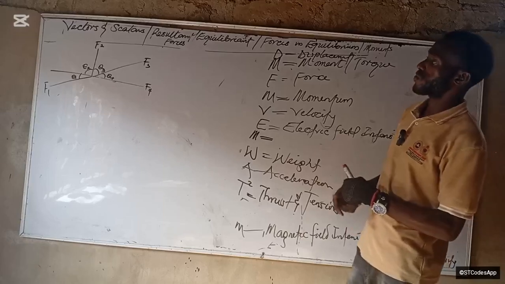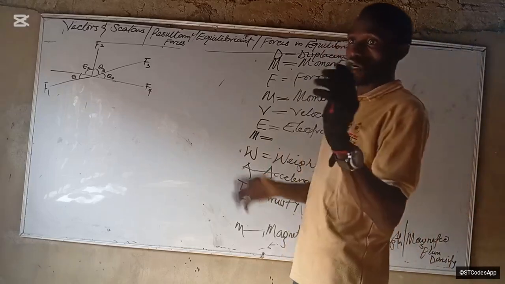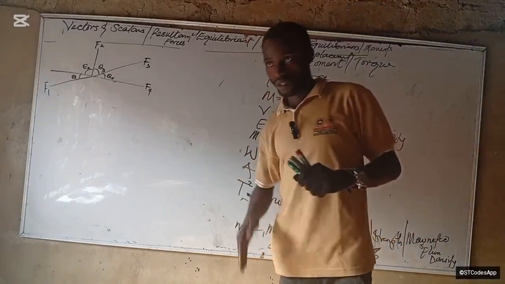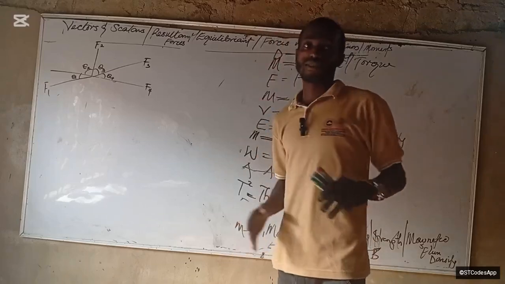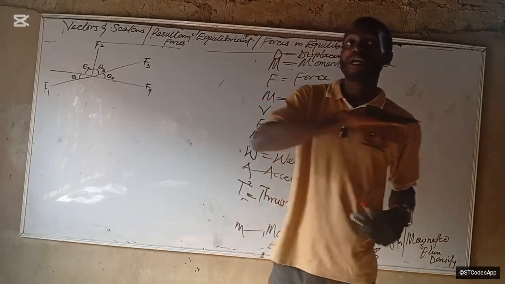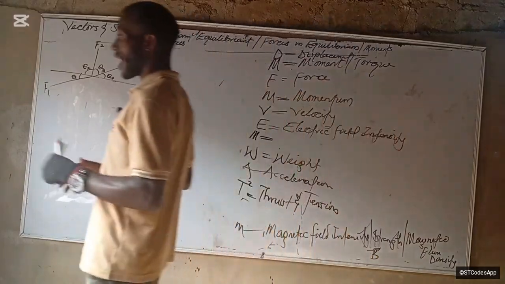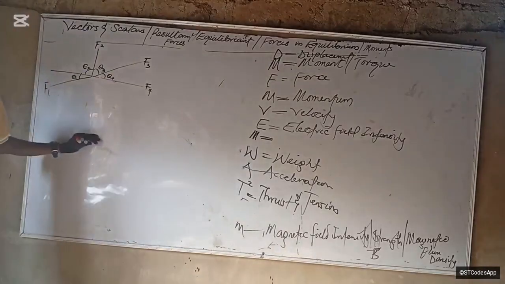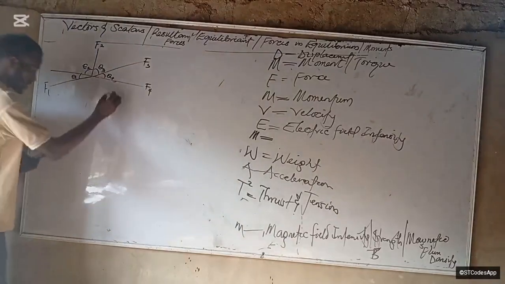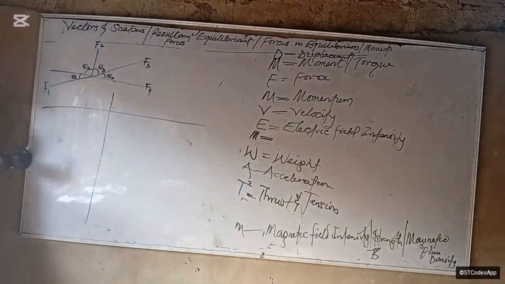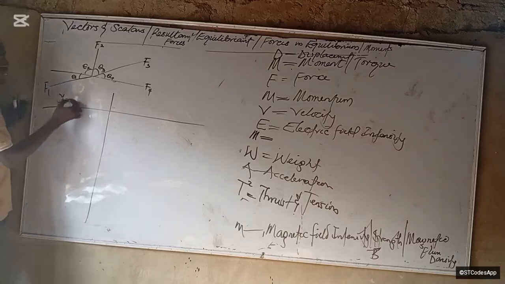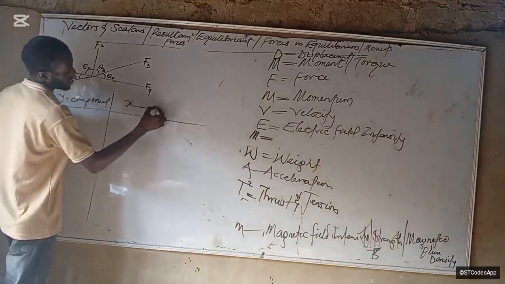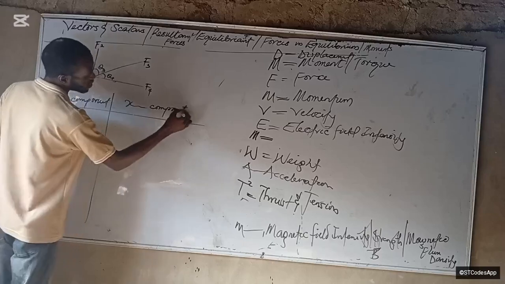So to resolve this force now, we resolve in two dimensions. Is that okay? We have the vertical dimension, we call it vertical components, and we resolve the horizontal component. All forces here have both vertical and horizontal components. So let's draw it like this: a table. We have the y component or vertical component, and the x component of each force.